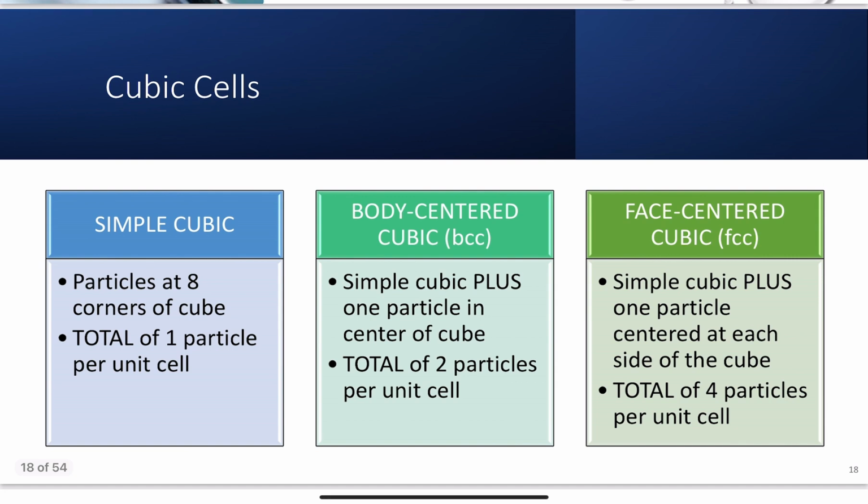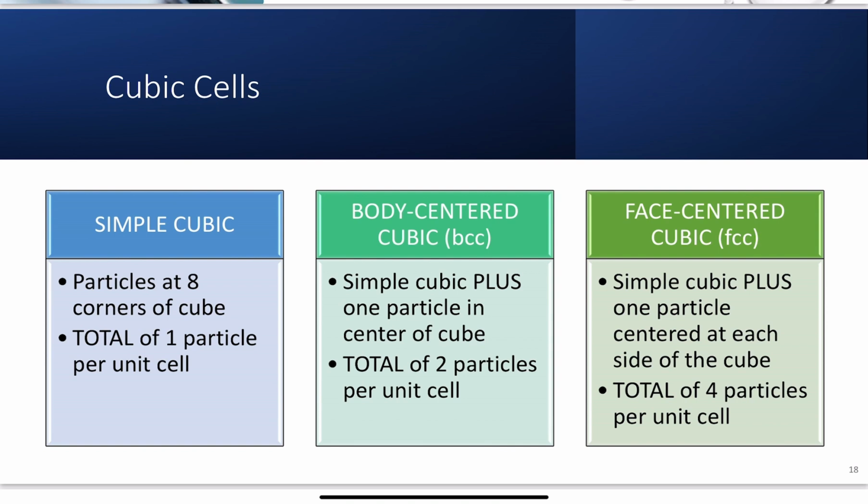So the three types of cells that we're going to look at, cubic cells specifically, are simple cubic, face-centered cubic, and body-centered cubic. In a simple cubic, you have particles at the 8 corners of the cube. There's a total of 1 particle per unit cell. Each corner is shared with 8 different cells. So overall, we may have 8 corners, but each corner is shared by 8 different things, so each contributes 1/8 to the overall structure, so 1 particle in total per unit cell.